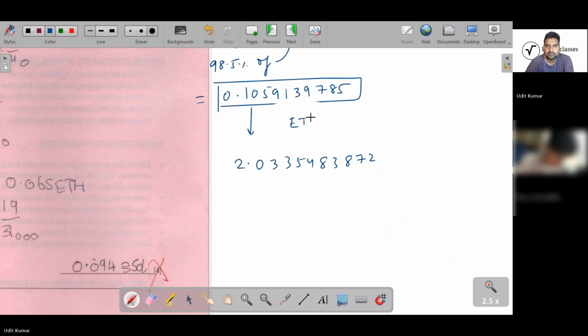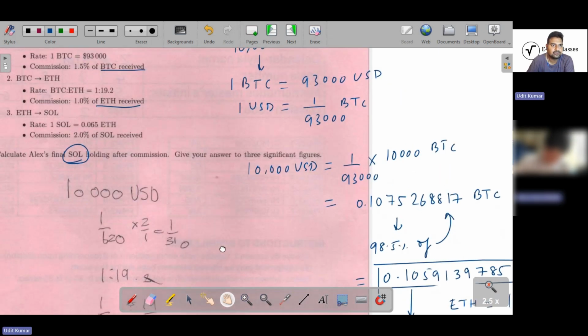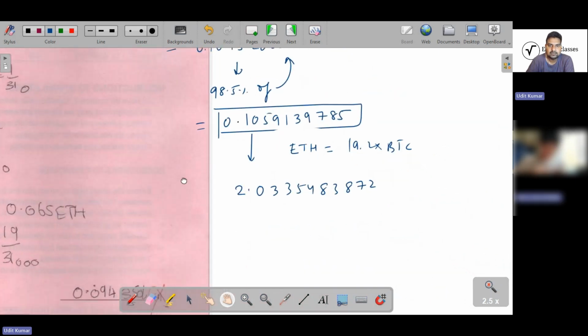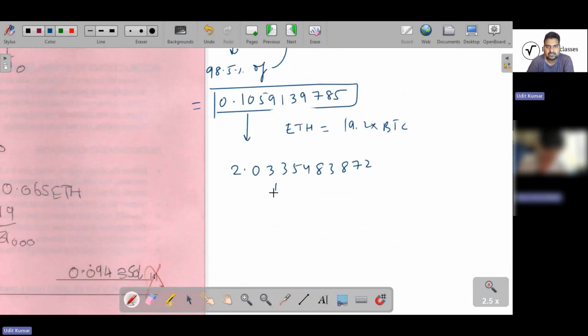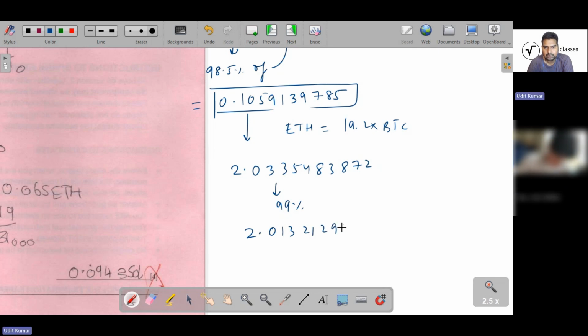ETH is equal to 19.2 times BTC. Okay, and on this he has to pay a commission of 1%? So 99% of this will be, multiply this with 99%. So you will get 2.013212903.